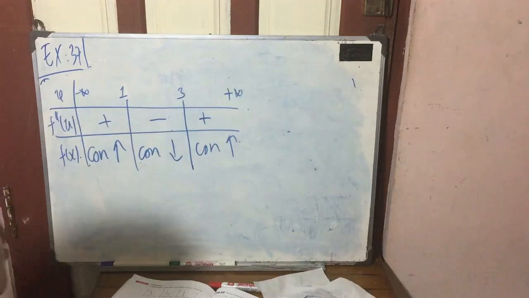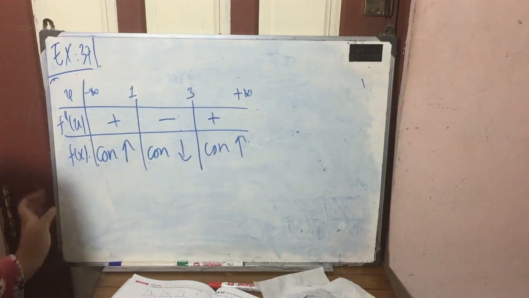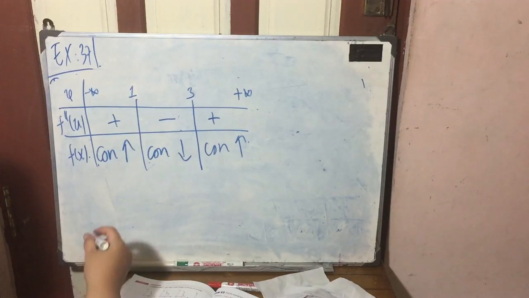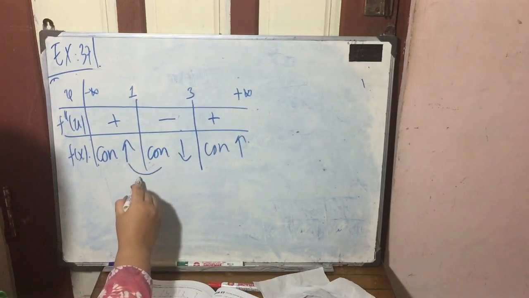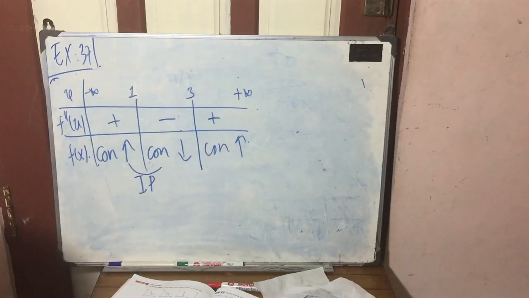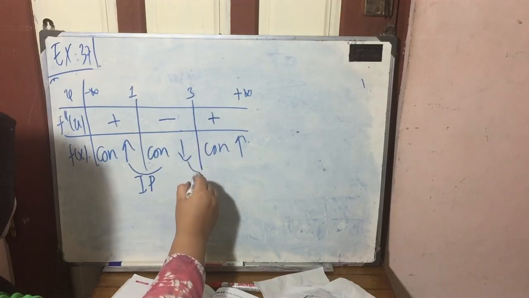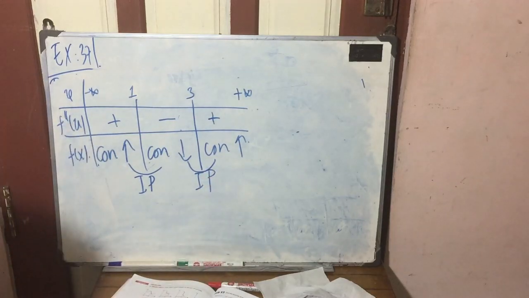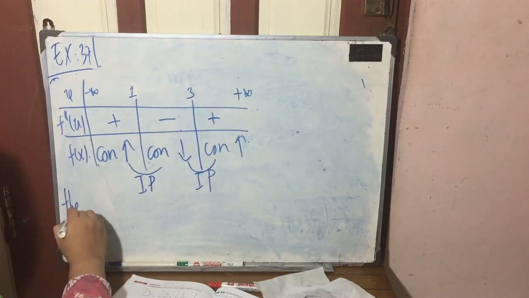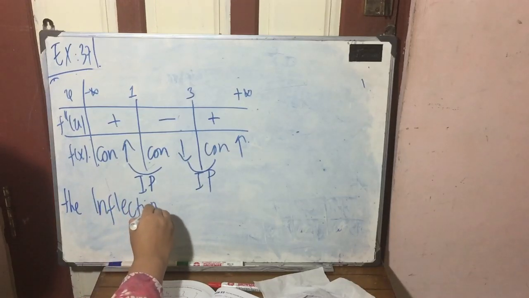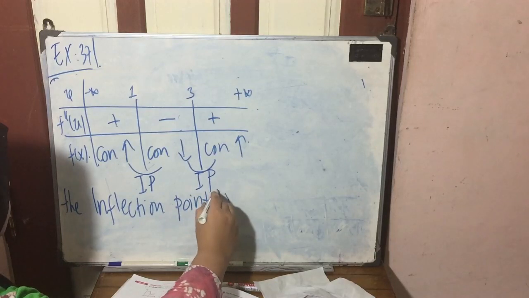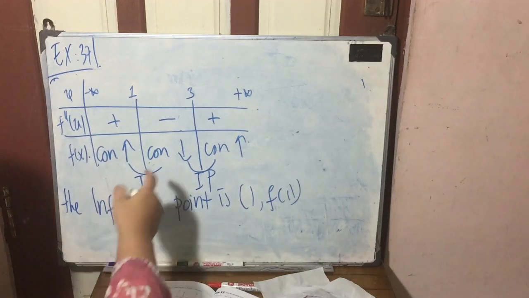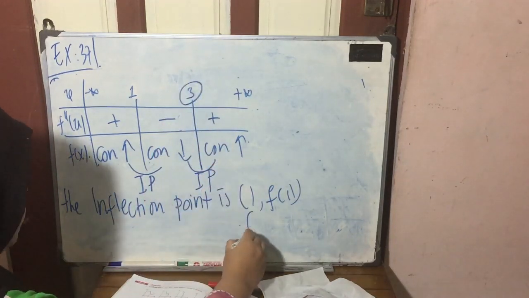Okay, everyone, so we need to find the inflection points. From the sign chart, the sign changes, from up to down. So this one is an IP, an inflection point, and here they also change sign, so this is still an inflection point. So the inflection points are (1, f(1)) and (3, f(3)).